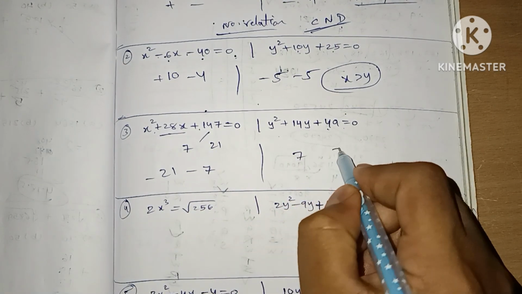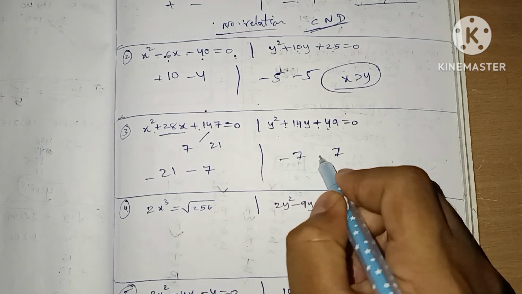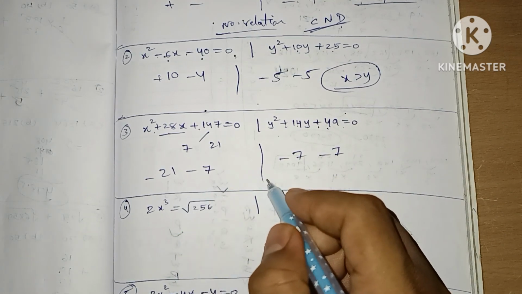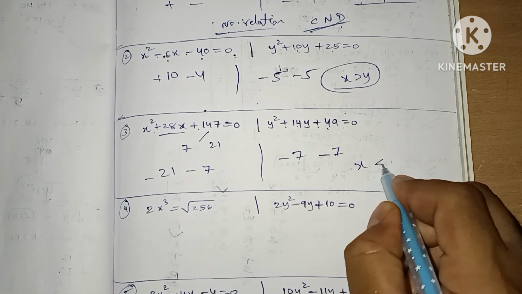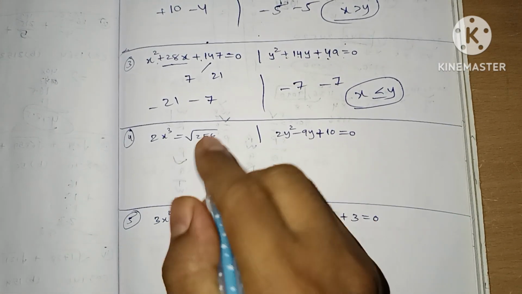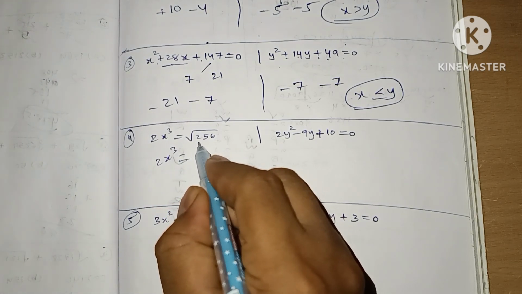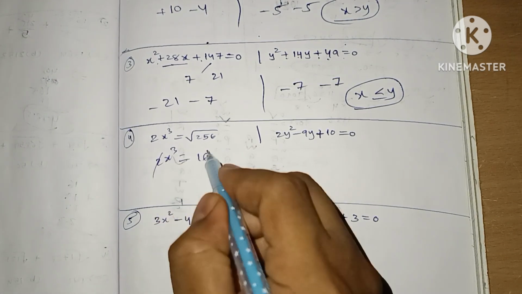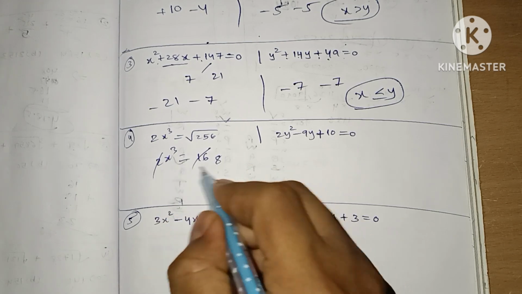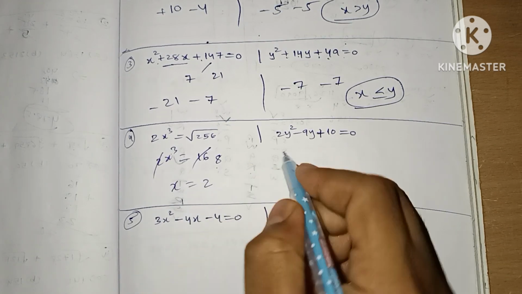49, 7 times 14, so plus and plus means minus and minus. By comparing these two, it is clear that x is lesser than or equals to y. Next, fourth question. Here 2x cube equals root over 256, which is 16. 2 and 2 cancel, and 16 divided by 2 is 8. So x cube value is 8, which means x value is 2.